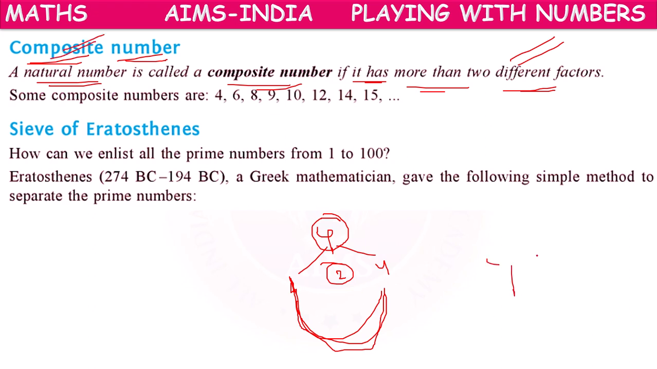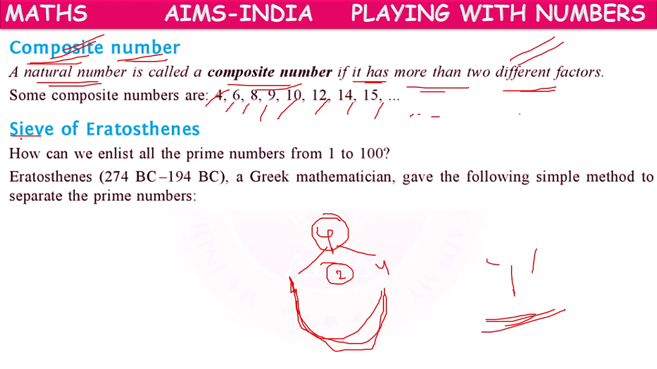So here, for our observation, 1 is neither prime nor composite. 1 is neither prime nor composite. So here 4, 6, 8, 9, 10, 12, 14, 15, these are all composite numbers.